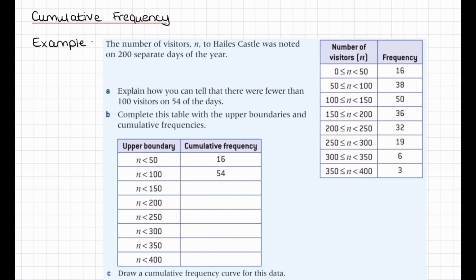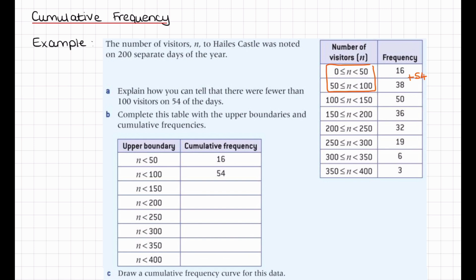So our frequency is how many days? So 16 days had between 0 and 50, 38 days we had between 50 and 100. Now, how can we tell there were fewer than 100 visitors on 54 days? Because 16 plus 38 here is 54, which means there are 54 days in these two here.